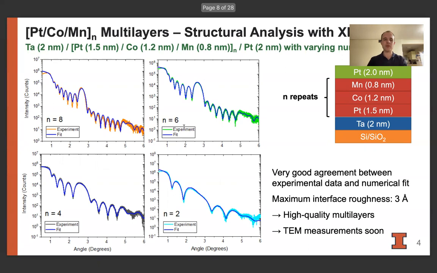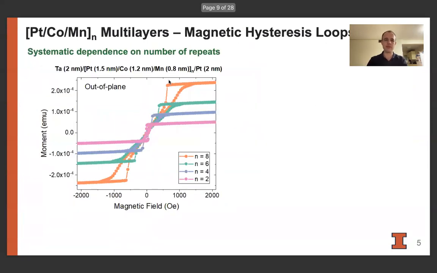And you can see that the experimental data, shown in different colors, and the fit to these data are in very good agreement. And this means that our samples are of high quality. Another indication for that is that the interfacial roughness is at most 3 angstrom for all of these samples. As I mentioned, we still want to perform TEM measurements soon in order to make sure that these layers are well separated, or if we have intermixing of adjacent layers, for example.